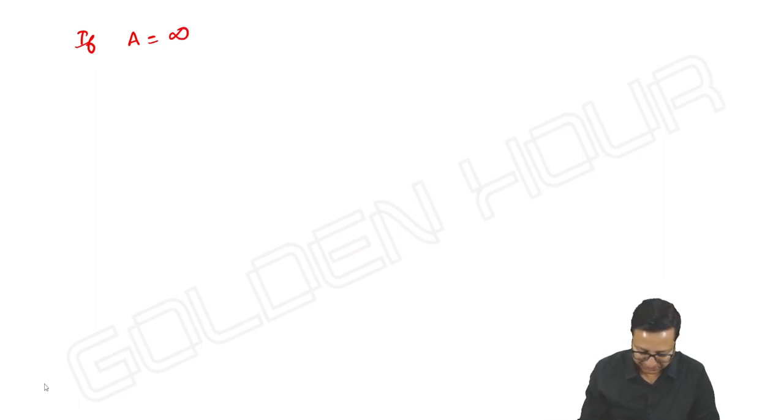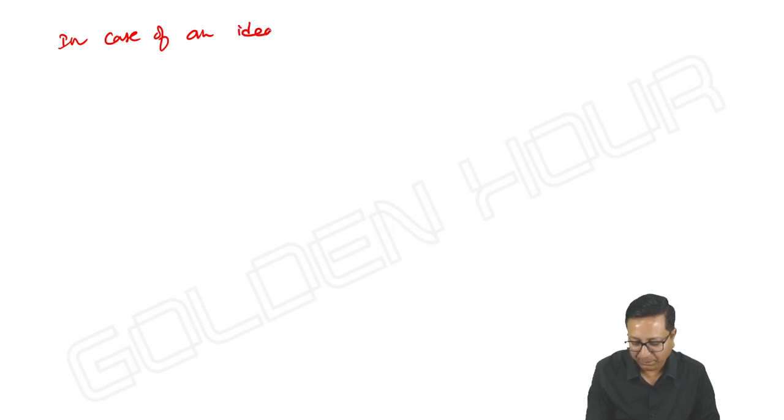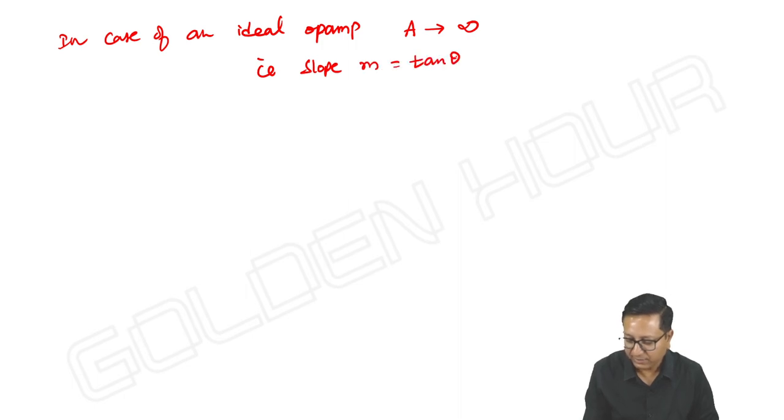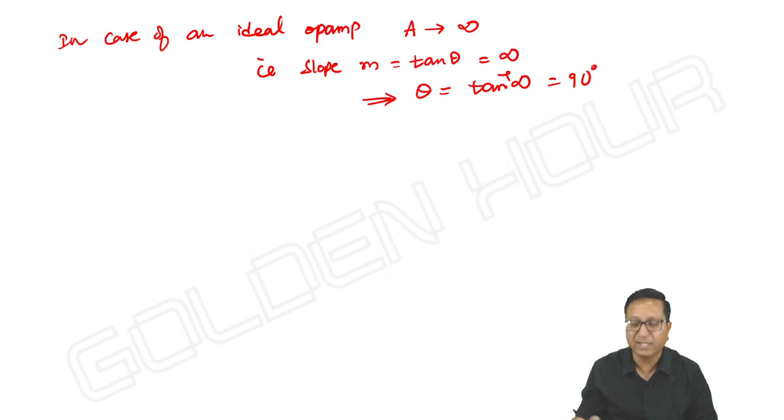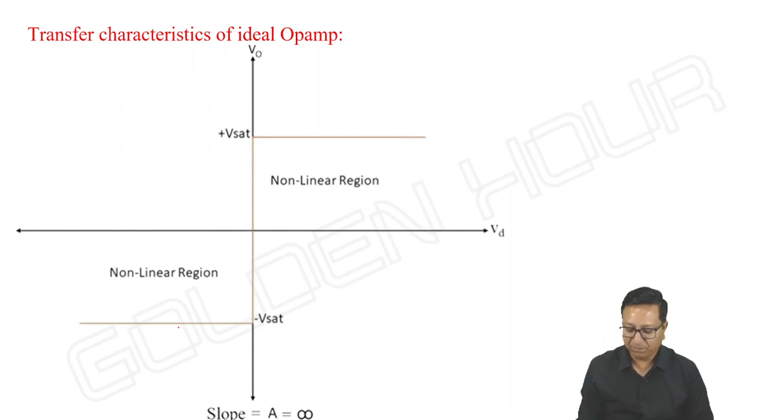In the case of an ideal op amp, A is infinity. That is, the slope m or tan theta is equal to infinity, which implies theta is equal to tan inverse infinity. It is perfectly 90 degrees, and perfectly 90 degrees means it is a vertical line. The transfer characteristics, how do they appear? Instead of a slope, you can see a perfect vertical line.